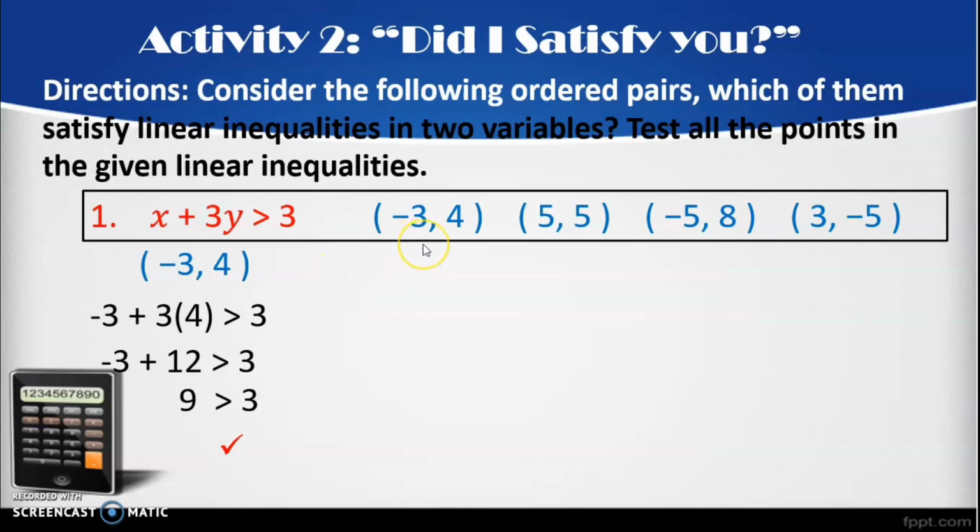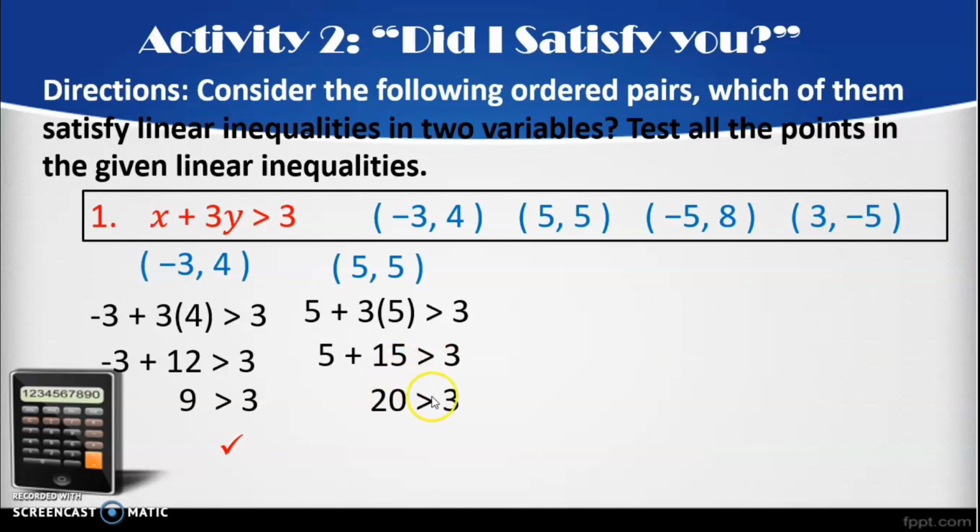Okay, try na naman natin yung pangalawa. Ordered pair, 5 and 5. Substitute in the original inequality. x is 5 plus 3 times 5 greater than 3. 3 times 5 is 15, so 20 is greater than 3, which is a true statement. So, meaning, 5 and 5 is a solution to the inequality x plus 3y greater than 3.